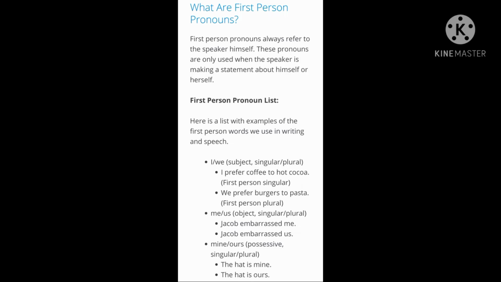I or we is the subject pronoun which is used in case of first person. But in case of the object, we use the first person pronoun, that is me and us. Say for example, Jacob embarrassed me. Jacob embarrassed whom? Me. So me becomes the object but also the first person pronoun. Jacob embarrassed us. So us also becomes the first person objective pronoun. Remember students, me here is a singular pronoun, but us refers to many. Hence, it's a plural one.